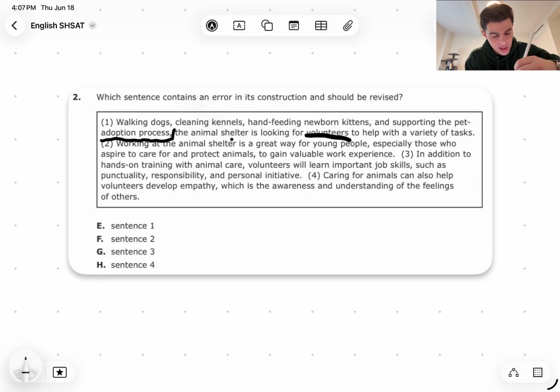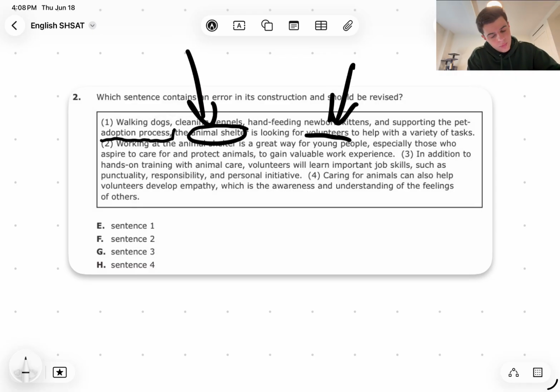It's not talking about the animal shelter, right? The animal shelter is a place. It doesn't physically walk dogs, clean kennels. It's the volunteers that do that, right? So by putting the animal shelter here and not the volunteers, we're kind of insinuating that the animal shelter is doing it, not the volunteers, but it is the volunteers of the animal shelter that actually do that. So this is kind of acting on the wrong thing. It should be acting on volunteers, but instead it's acting on animal shelters, which is why I would immediately say that sentence 1 is wrong, but let's keep going.